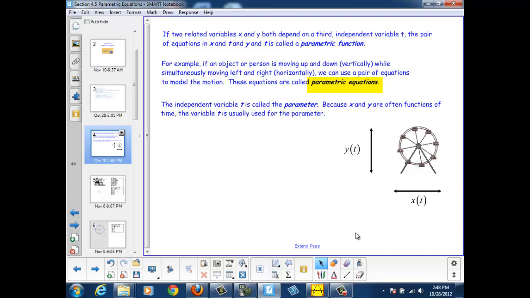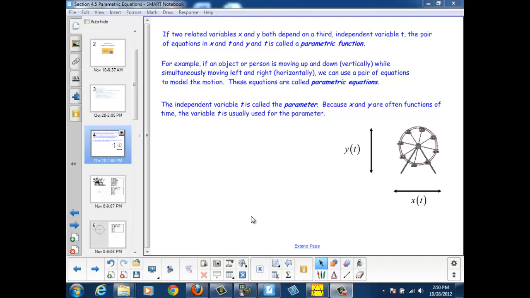This example of a Ferris wheel shows how a person can be moving up and down and left and right at the same time. The independent variable t is called the parameter. Because x and y are often functions of time, the variable t is usually used for the parameter.